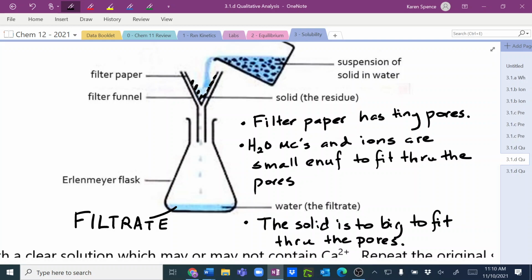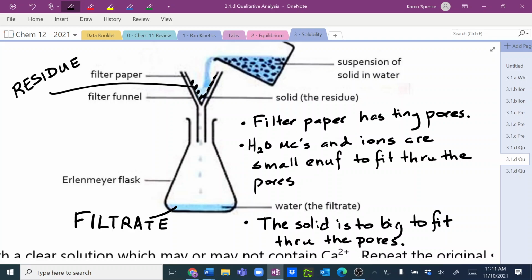It would contain the sodium ions, which were spectator ions. It would contain any of the extra chloride ions. If we have calcium, it would contain the calcium ions. But the lead chloride is left behind. And this solid here is called the residue. Again, you don't need that for this year, but if you're taking a lab science in post-secondary, you might want to know that that's the residue.